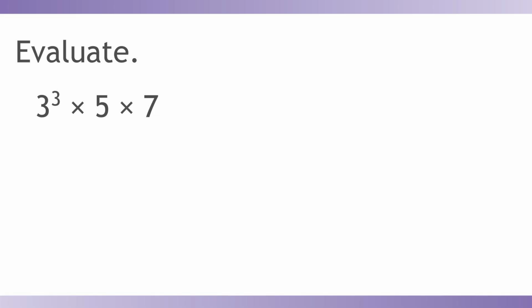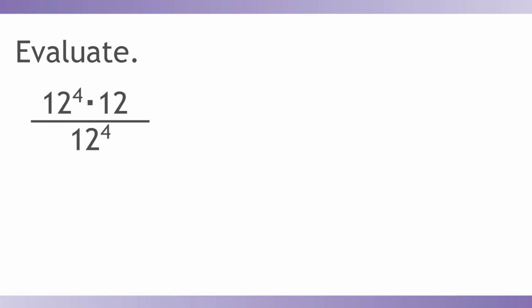Evaluate 3 to the third power times 5 times 7. Order of operations dictate we should perform powers first. 3 to the third power is 27, and 27 times 5 times 7 is 945. Great work! Let's try more.